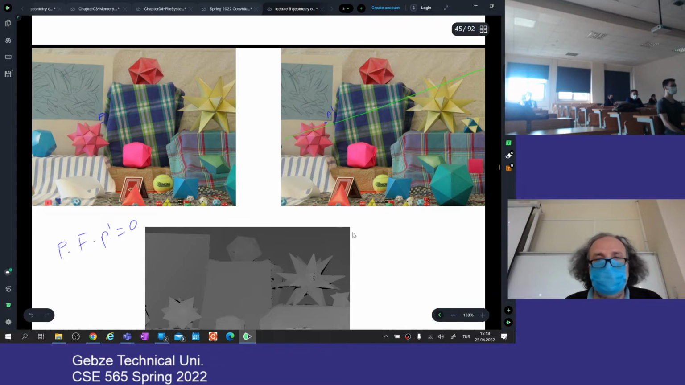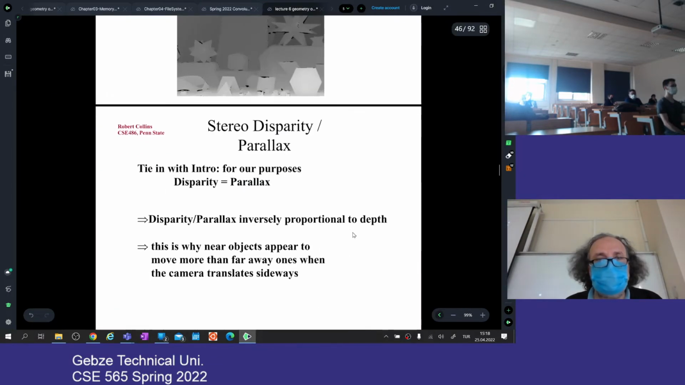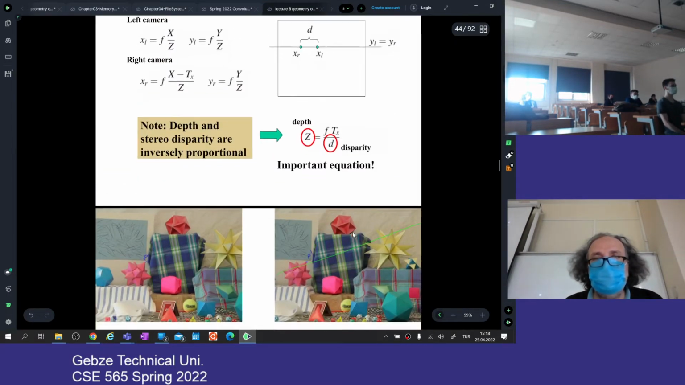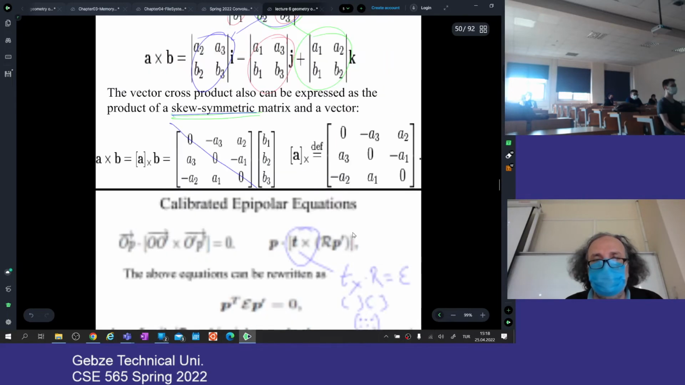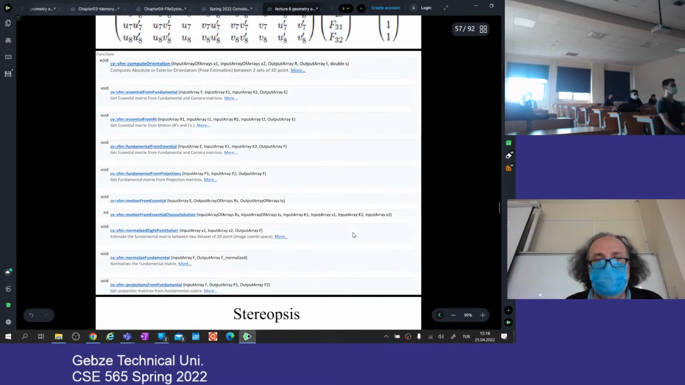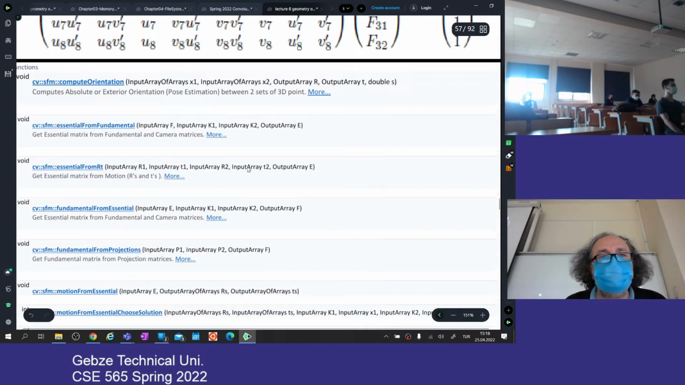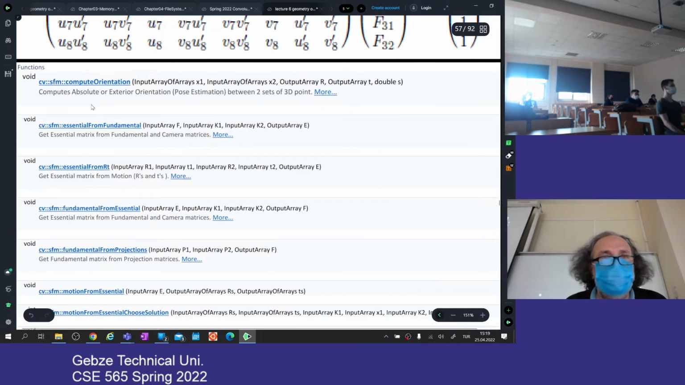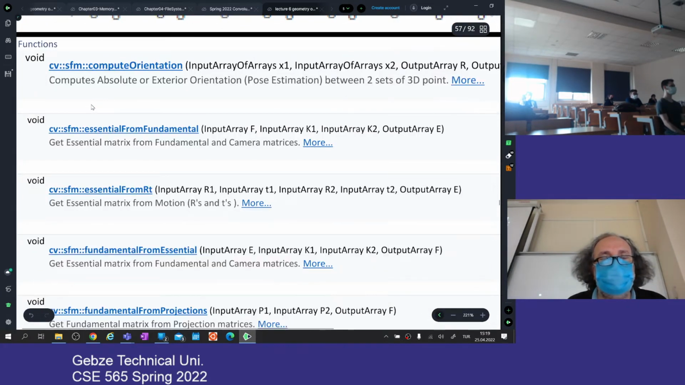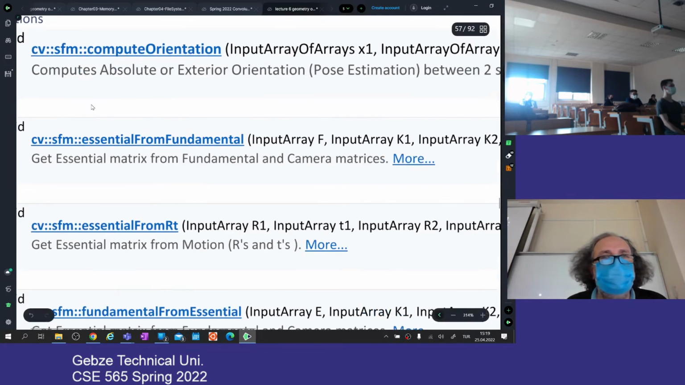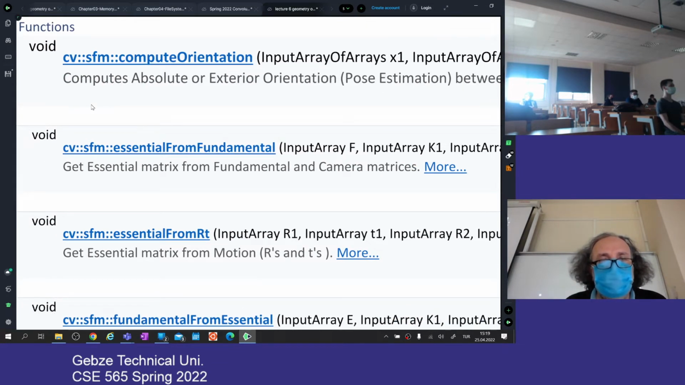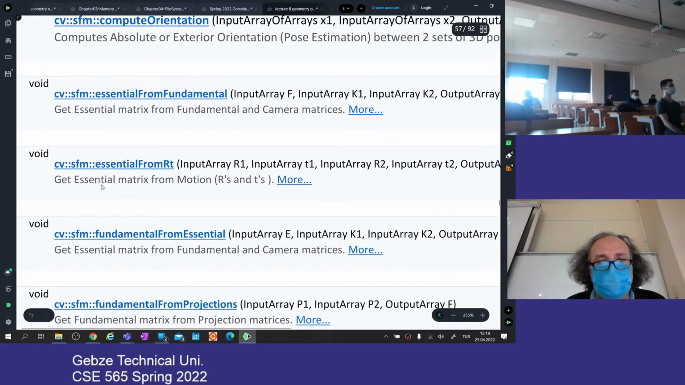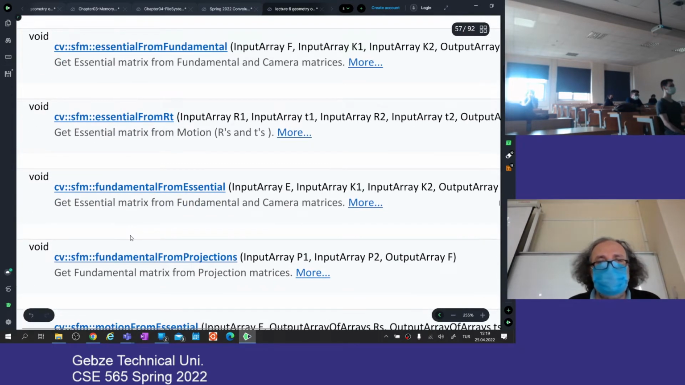Okay, so that's the fundamental matrix, and that's how we calculate it. OpenCV has lots of help, lots of tools about the fundamental matrix. One of them is, for example, calculate.